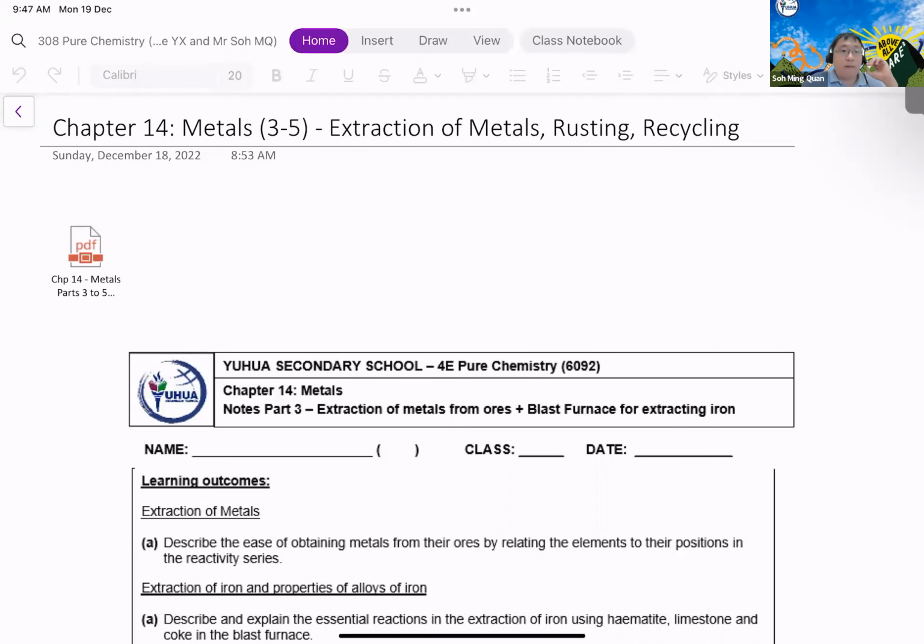Good morning. So welcome back to part 3 of the topic on metals. Today we'll be going through extraction of metals. So what does this actually mean? Okay, so we shall see what extracting metals means and how we actually extract metals on an industrial scale.